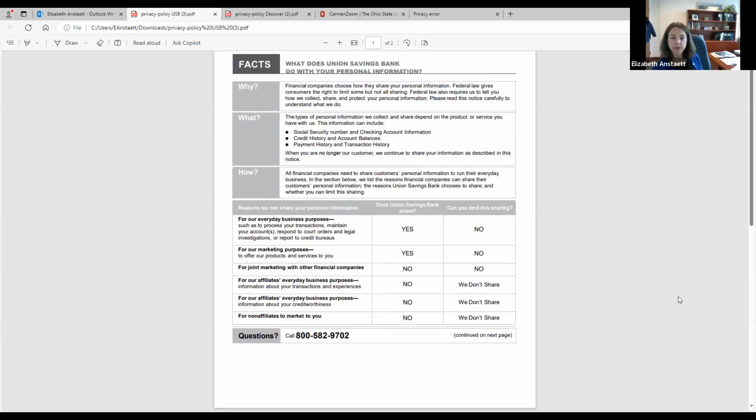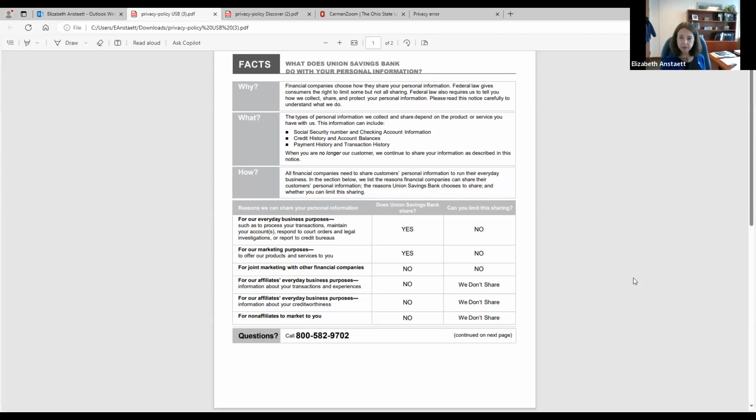Now, the important part of the notice are these boxes where you can do the yeses and the nos. And the first two are the everyday business purpose of the bank and the marketing purposes of the bank. Every institution, I will tell you, will say yes, because there's no limiting of that sharing. The next one is the joint marketing, and that is when a financial institution jointly markets with another financial institution. This institution doesn't engage in that, so they say no, but there's also no limiting of sharing. So no is always the answer there.